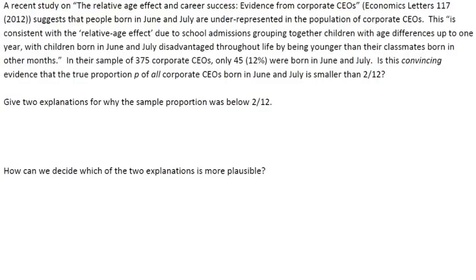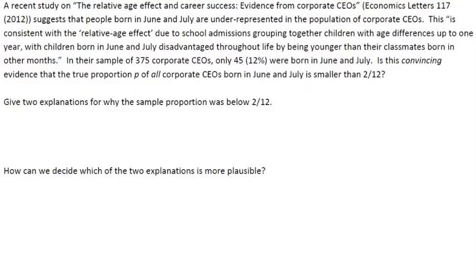All right, let's take a look at the CEO example here for a second. It says, a recent study on the relative age effect and career success, evidence from corporate CEOs. And this was in Economics Letters 117 in 2012, apparently. It suggests that people born in June and July are underrepresented in the population of corporate CEOs. This is consistent with the relative age effect due to school admissions grouping together children with age differences up to 1 year, with children born in June and July disadvantaged throughout life by being younger than their classmates born in other months.